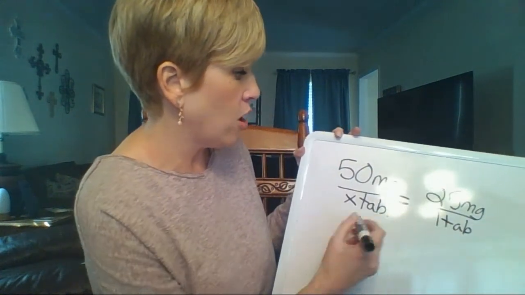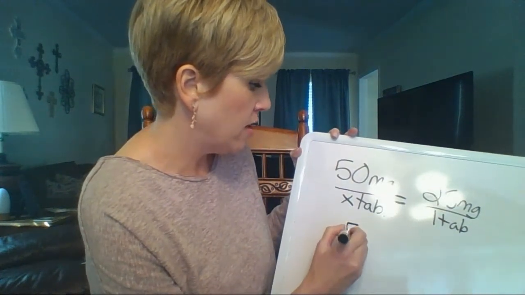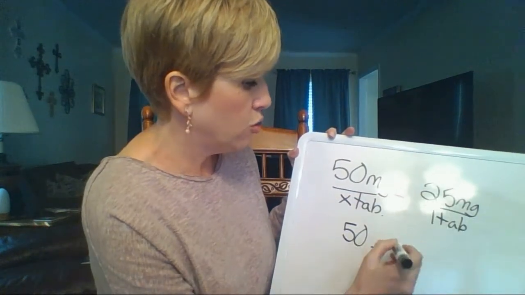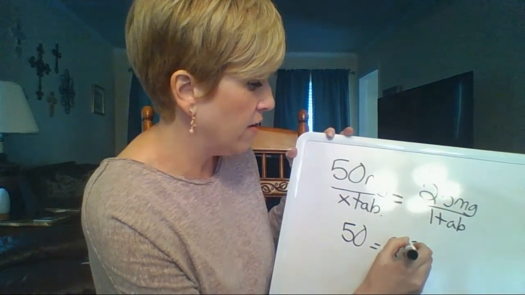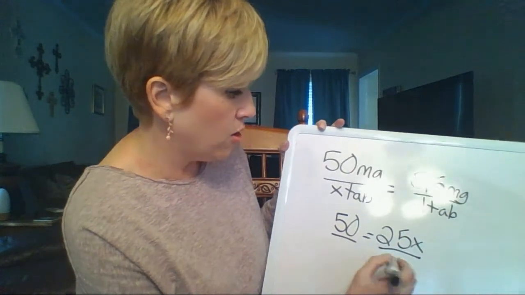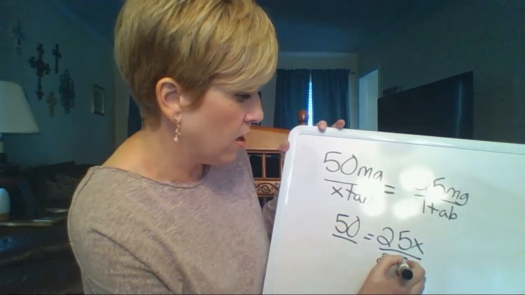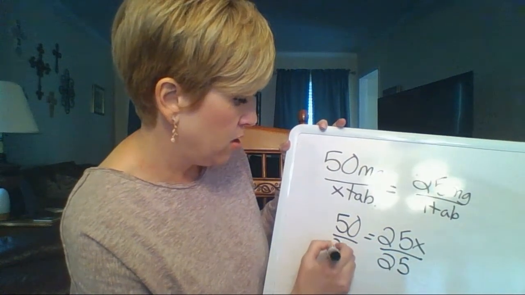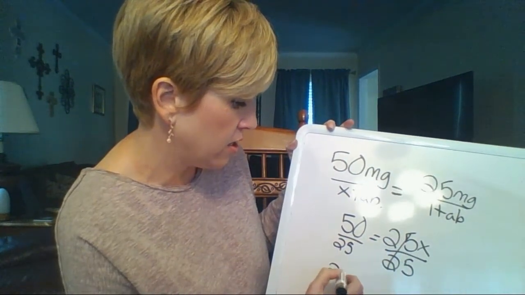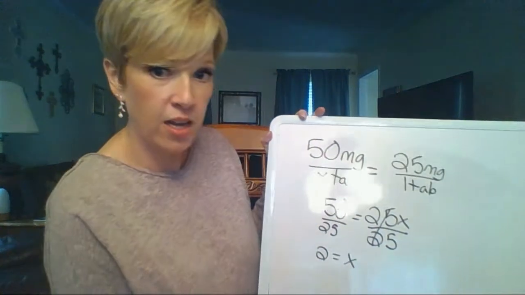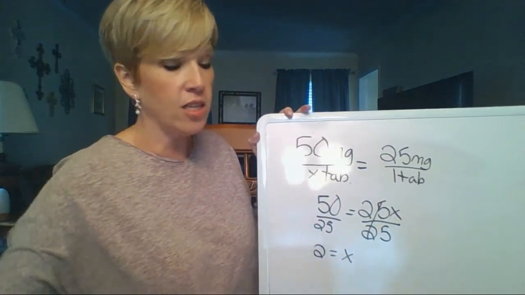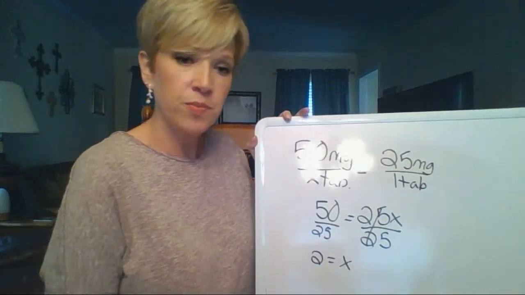And then we're just going to cross multiply. So that's 50 equals 25x. Then we're trying to get x by itself, right? 50 divided by 25 is 2. Does that make sense? Maybe so. Let's do another one.